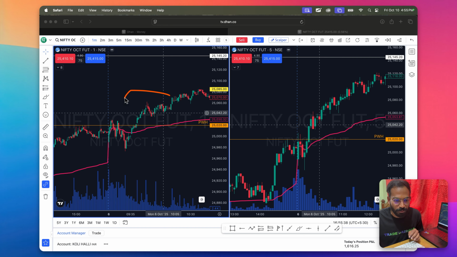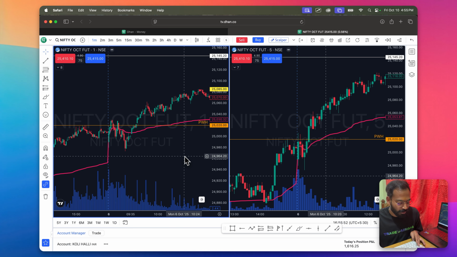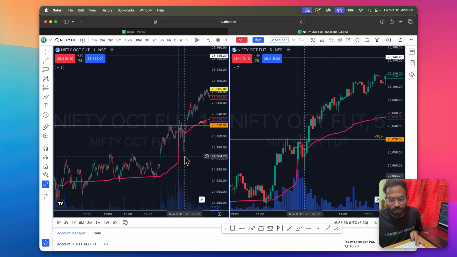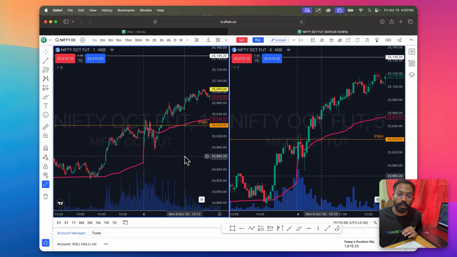The one on the left side is the 1 minute, and the one on the right side is the 5 minute. So both are the same, just a different time frame. I like to see both time frames while I'm trading. Monday, usually I'll go with when the price breaks out of the range. So this was the previous day high plus the previous week high.